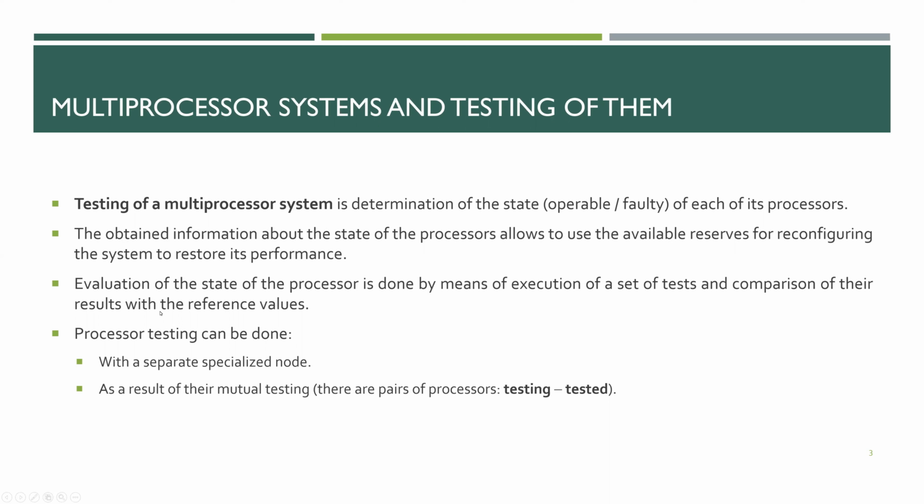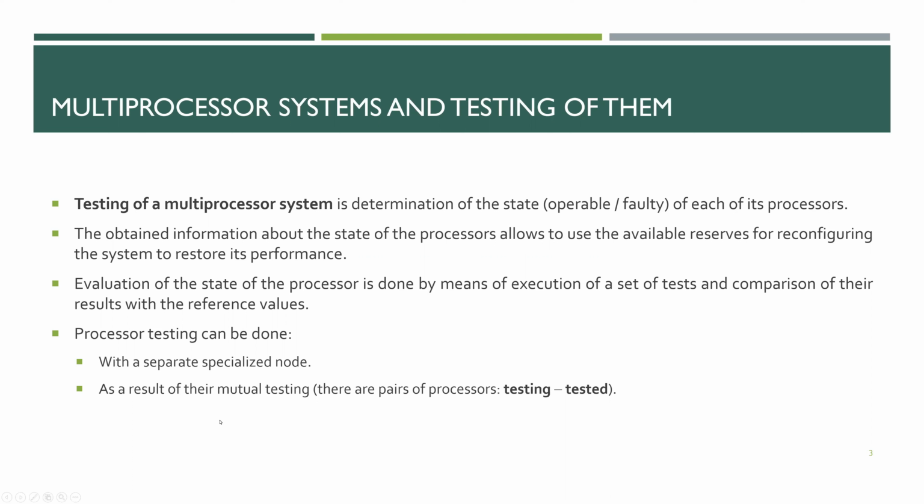There are several options for how processor testing can be done. The first option is that it can be done with a separate specialized node. The implementation of this approach is simpler. However, it should be noted that this node may also fail. And this option is good enough for system testing at production and service stages. However, it may not be so good for the operation stage.